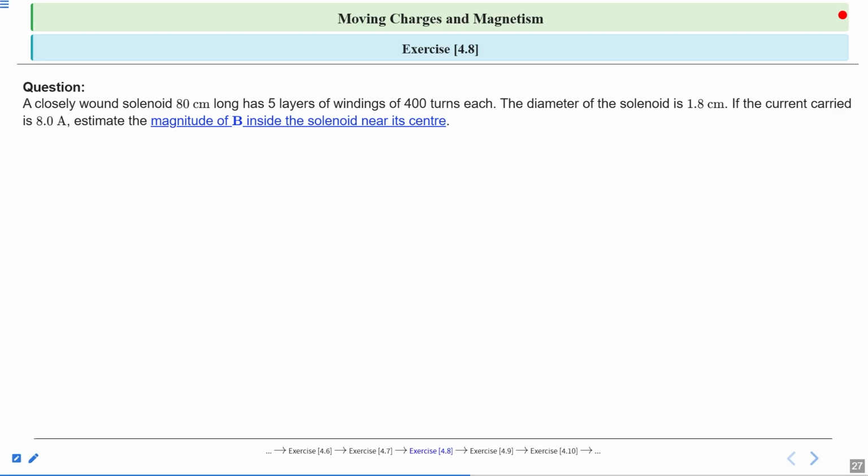Now the solenoid is having 5 layers of winding. Each layer has 400 turns. So we have to calculate the total number of turns first. Diameter is given, length is given, and current is also given. We have to find the magnitude of magnetic field inside the solenoid. So I will give you some time to think about it.